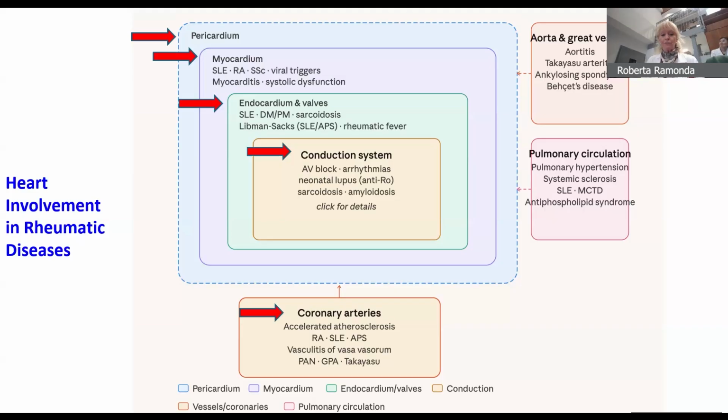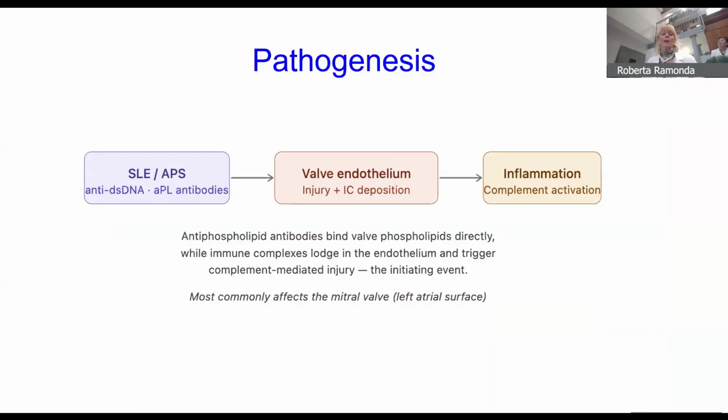Coronary arteries can be involved with accelerated atherosclerosis in patients with rheumatic disease. Not only that, but also the pulmonary circulation can be involved with hypertension, prevalent in patients affected by systemic sclerosis and antiphospholipid syndrome. About the pathogenesis, the heart involvement is characterized particularly in those patients with positivity of autoantibodies.